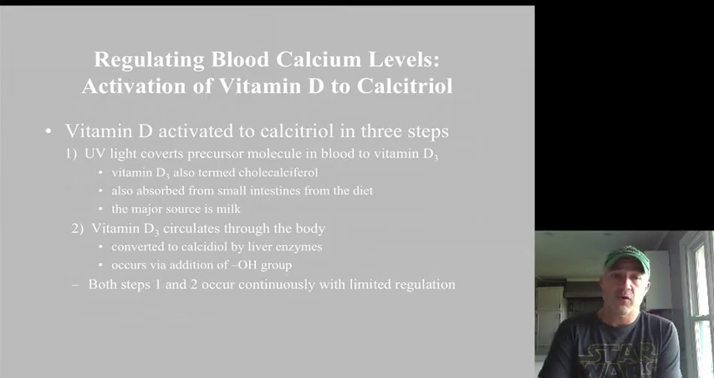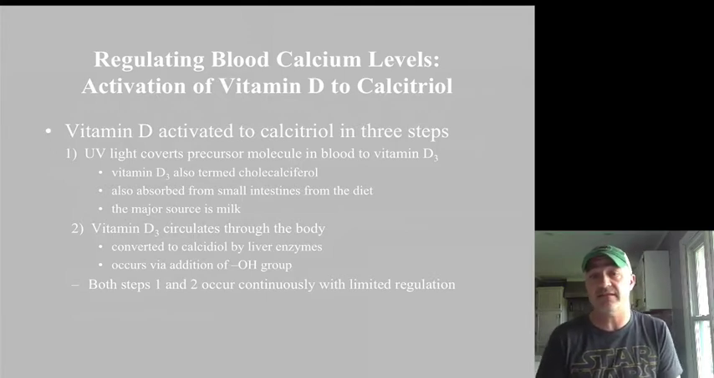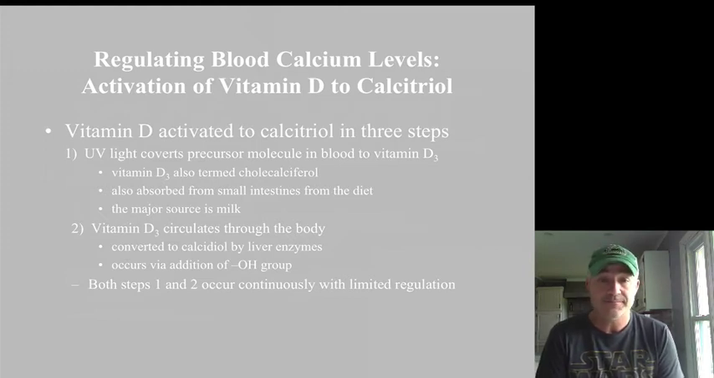The important thing here is that vitamin D, or cholecalciferol, is necessary to synthesize calcitriol. Generally, UV light hitting the skin is going to convert a precursor molecule into vitamin D3, which is cholecalciferol. Again, we can take this in from our diet as well. This circulates through the body and is converted by liver enzymes, and this is happening continuously in the body.